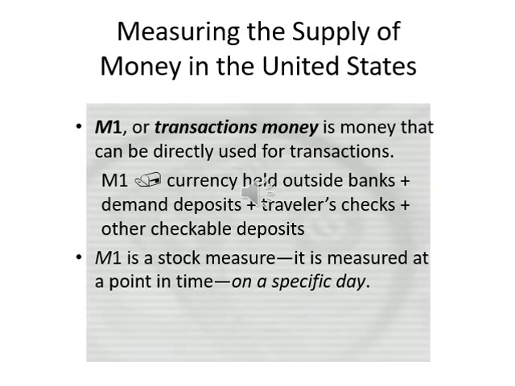Measuring the supply of money in the United States. M1, or transactions money, is money that can be directly used for transactions. M1 is currency held outside banks, demand deposits, travelers' checks, and other checkable deposits. M1 is a stock measure. It is measured at a point in time on a specific day.